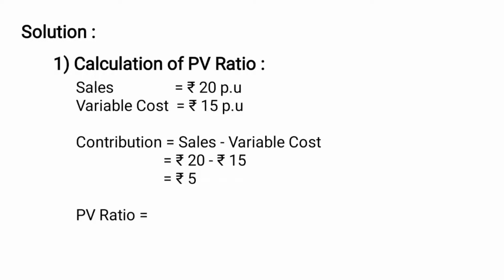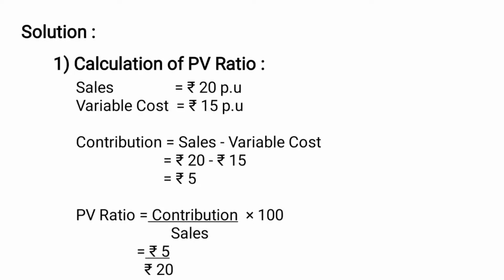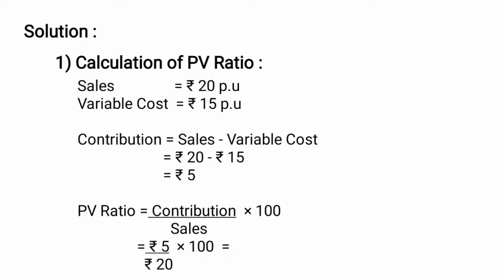PV ratio is equal to contribution upon sales into 100, which will be equal to contribution, 5 per unit, divided by sales, which is 20 per unit, into 100, which will be equal to 25%.